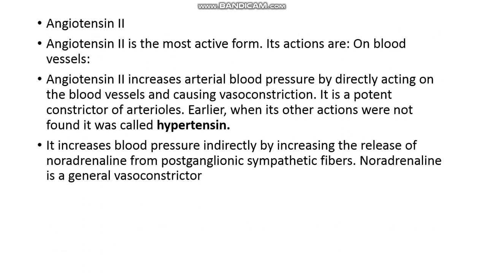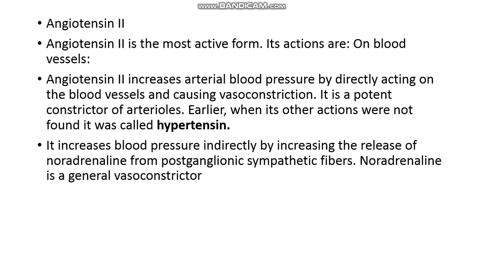Angiotensin 2 increases arterial blood pressure by directly acting on the blood vessels, causing vasoconstriction. So angiotensin 2 is a vasoconstrictor, and it is a potent constrictor of arterioles. In earlier periods, when its other actions were not found, it was called hypertensin. In earlier times, the exact action of angiotensin 2 was not identified, so it was called hypertensin.